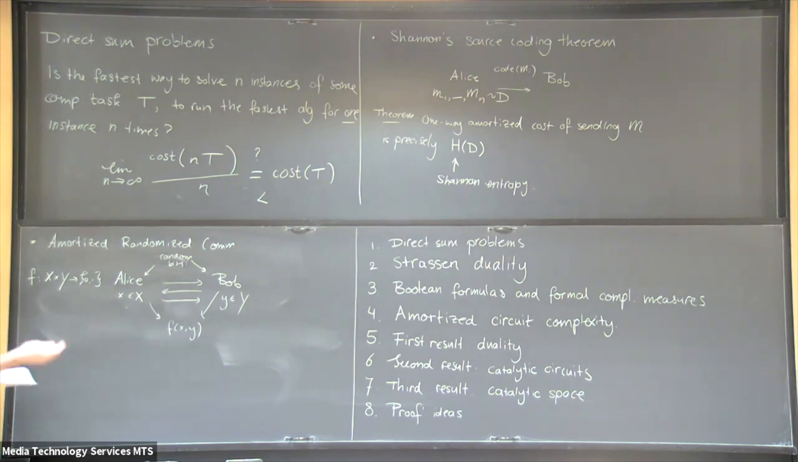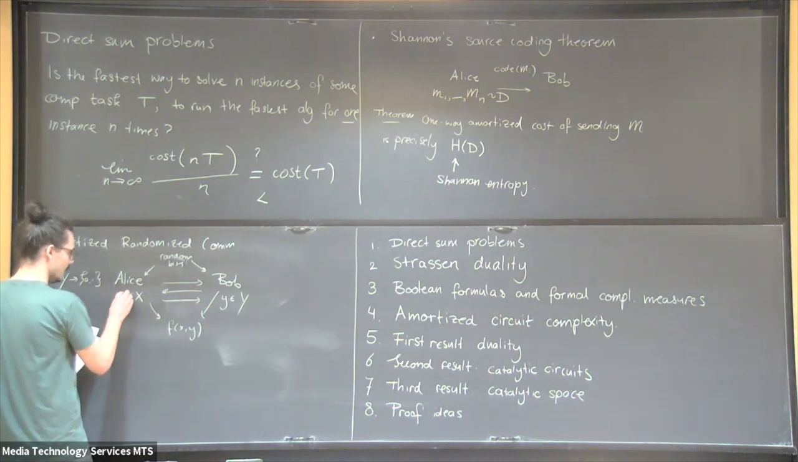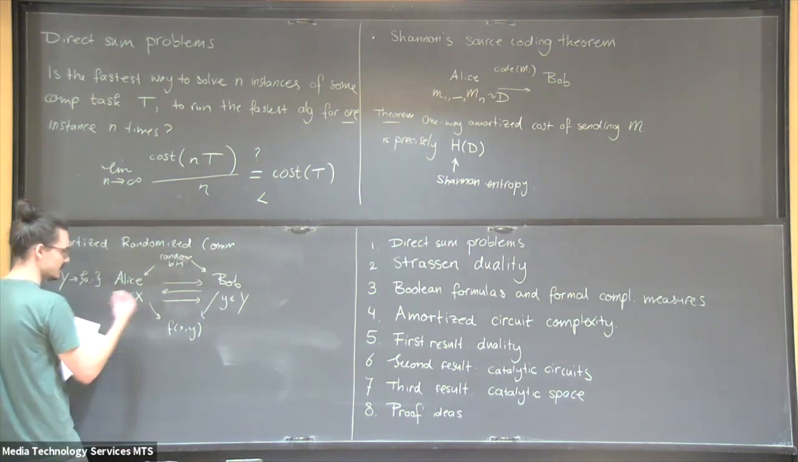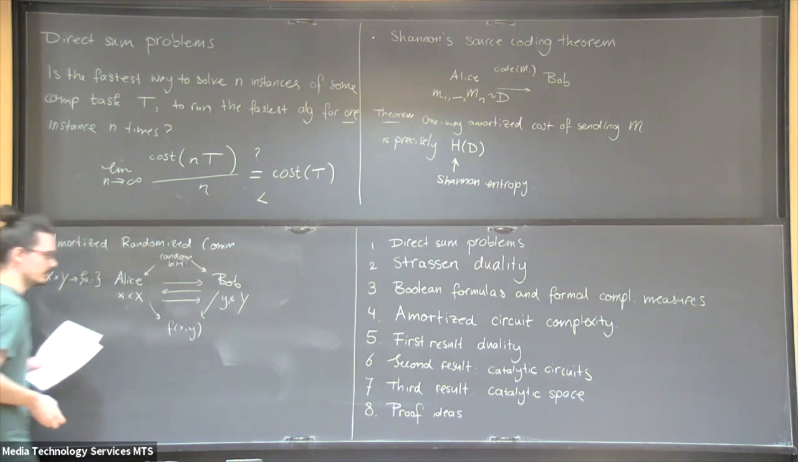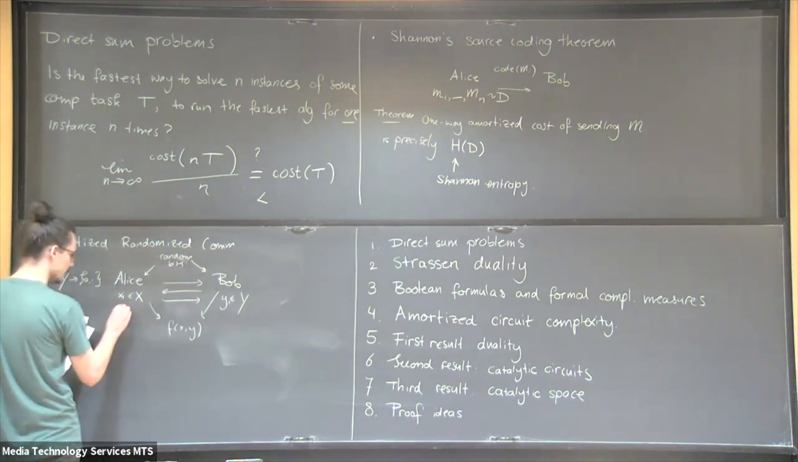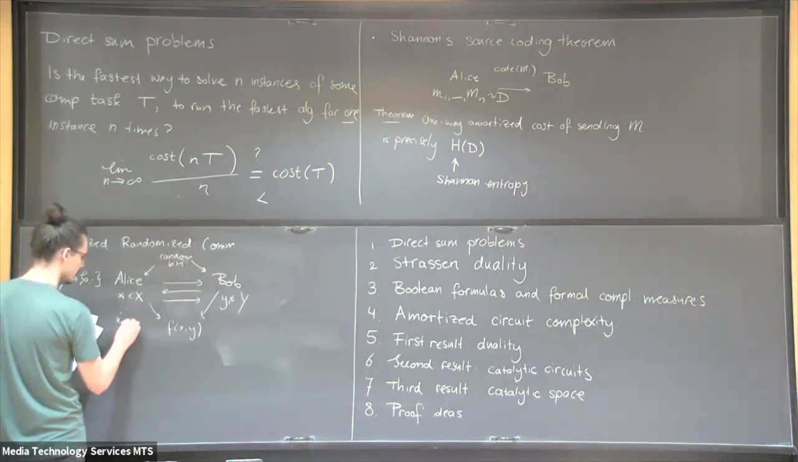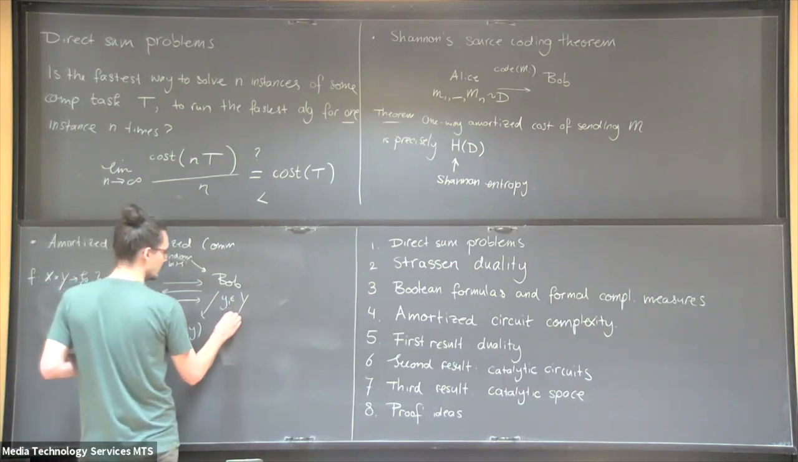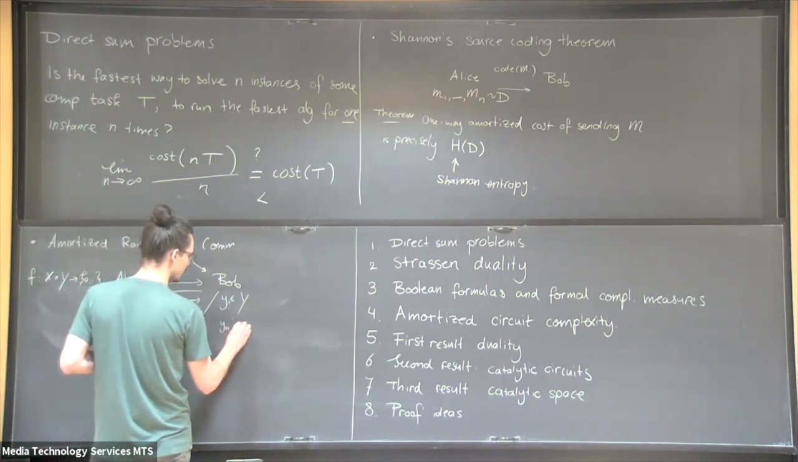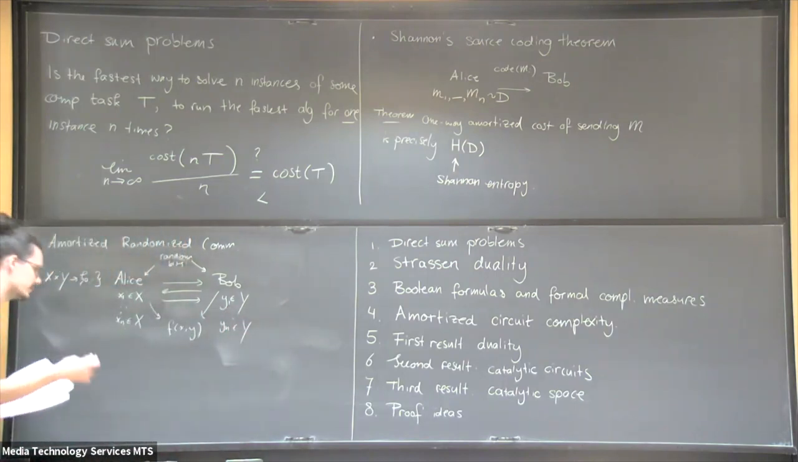Well, this is not really amortized, right? So what is the amortized situation? It's where instead of a single input, both players get a whole list of inputs. And they need to compute all the values. Right?